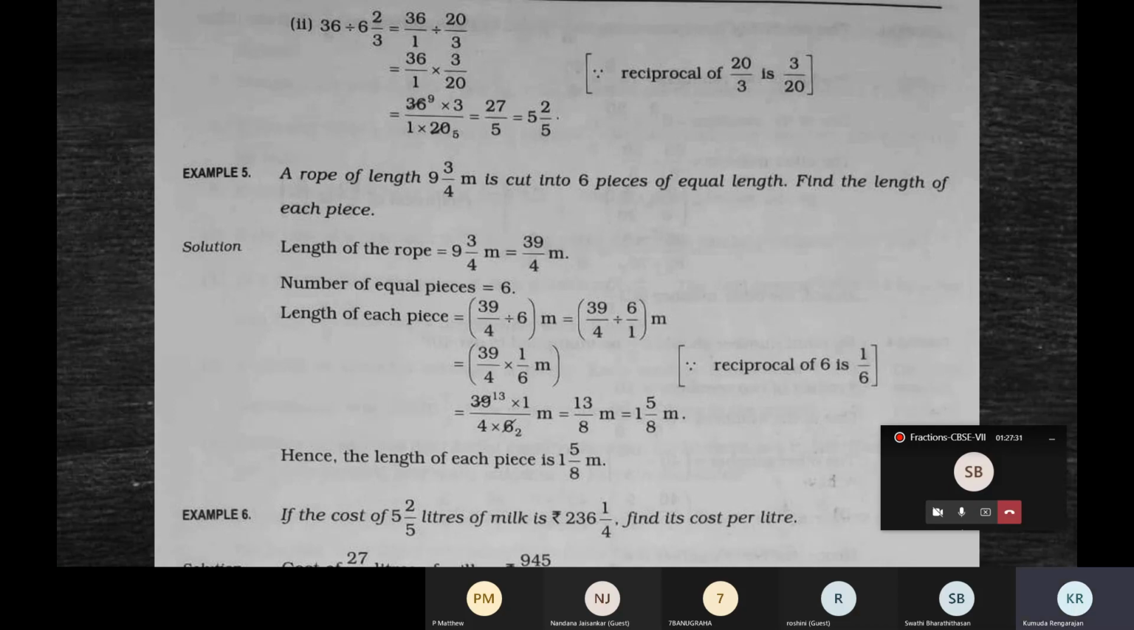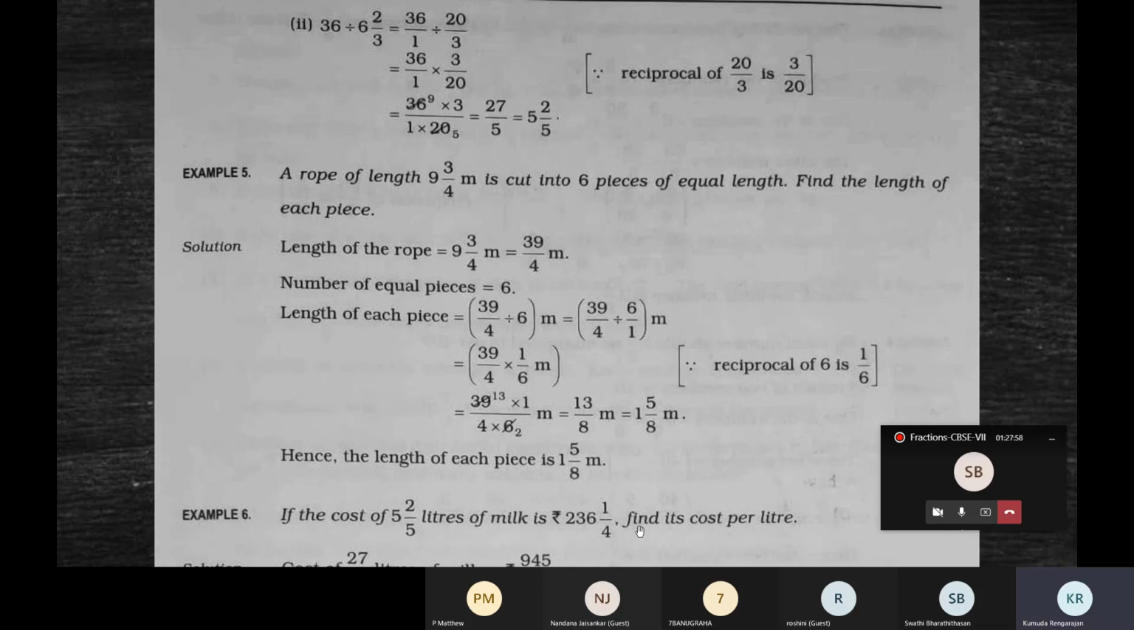But how? The total money 100 will be in the numerator. The number of books 5 will be in the denominator, 100 by 5. Or 100 is the dividend, 5 is the divisor. And the cost per book is 20 rupees. So you should be careful which number comes first, or which number is the dividend, which is the divisor. You must be careful. You cannot divide in the same order.